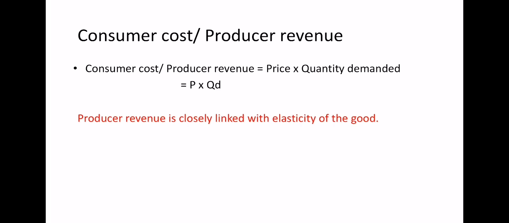Now I told you there's a unique flow to my videos, so don't worry when I suddenly start talking about revenue, because producer revenue or consumer cost is closely linked with elasticity of a good, and I'll be explaining these two concepts together. So producer revenue is basically found by multiplying price into quantity demanded. Now think you are selling apples. An apple is 10 rupees, you sell 10 apples, your producer revenue is 100 rupees. Just imagine you are buying apples, an apple is 10 rupees, you want to buy 10 apples, your consumer cost is 100 rupees. Alright, simple.